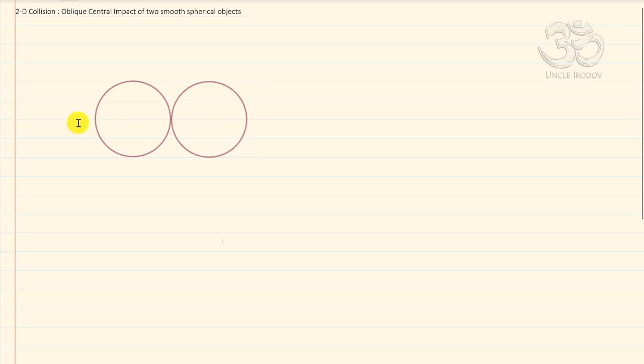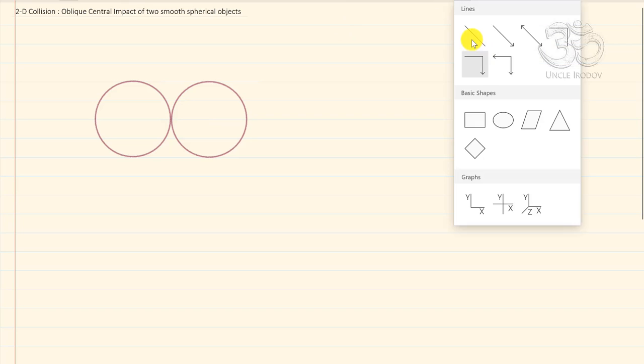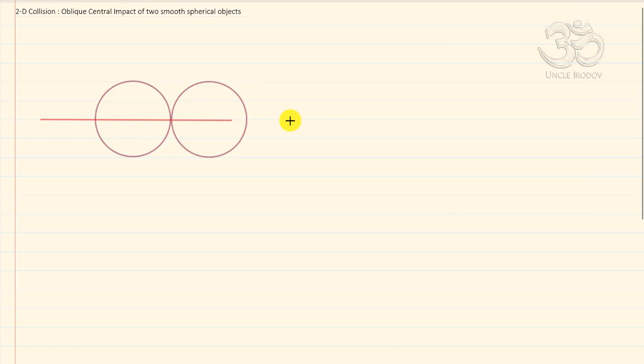So the common normal is going to be a diameter for both of these balls, and however I distort the view, I can always find a view where I can keep the balls like this and say that the common normal is this red colored line. This is the common normal. So this is probably the n-axis.